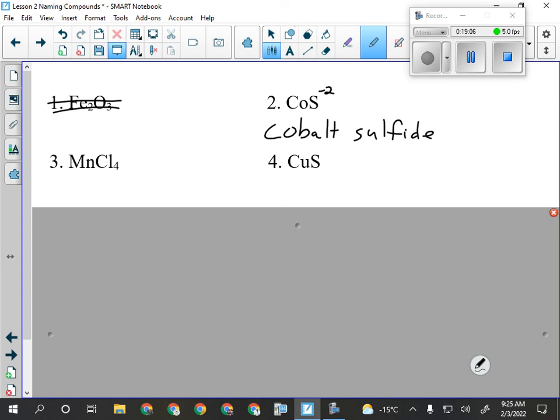It's got to be the same, right? They've got to cancel each other out and add up to 0. So this is very simply cobalt, Roman numeral 2, sulfide. Is 2 one of the possible charges for cobalt?